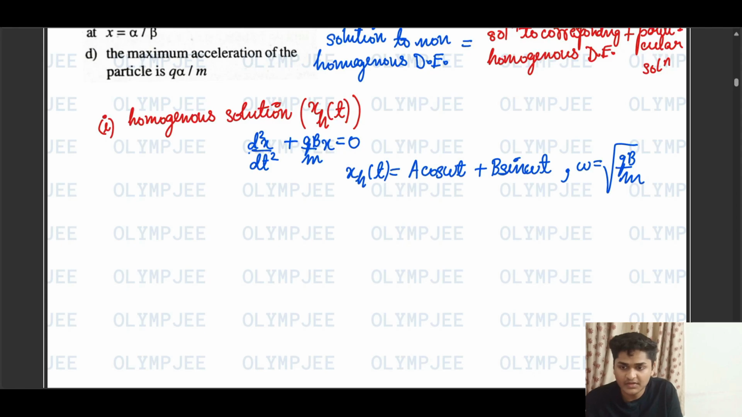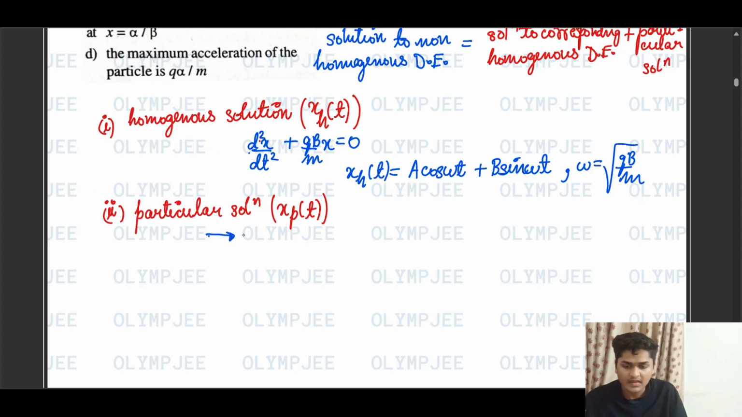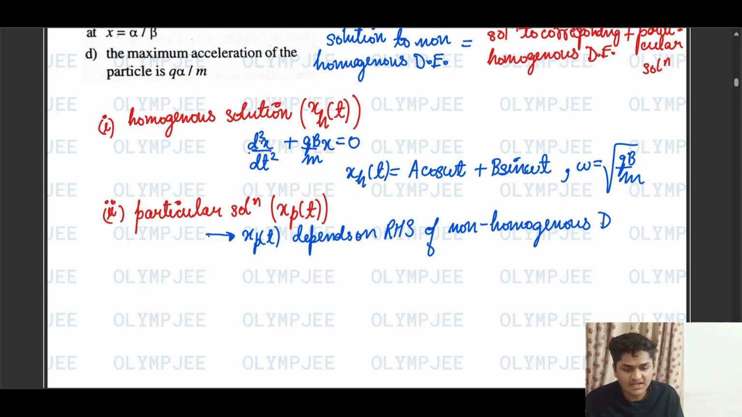Now for the particular solution, there are some rules for finding the particular solution. I will represent it by xp bracket t. So xp depends on the RHS of the non-homogeneous differential equation.